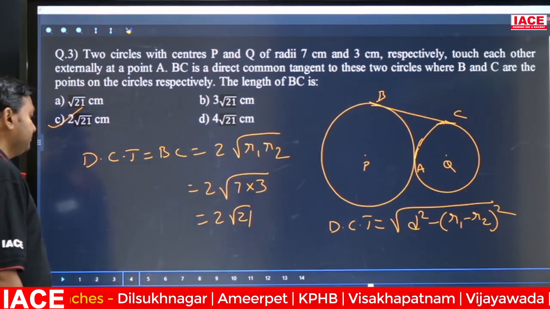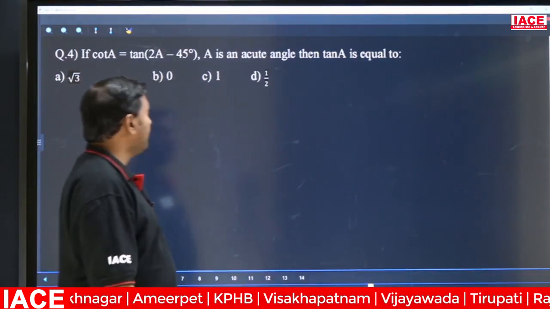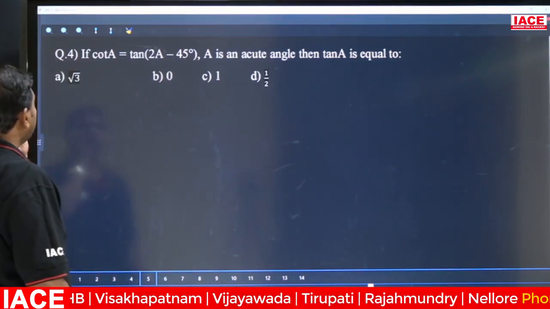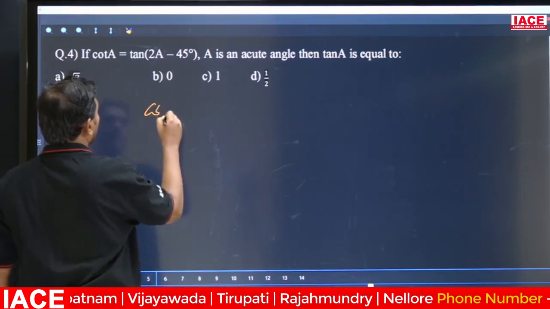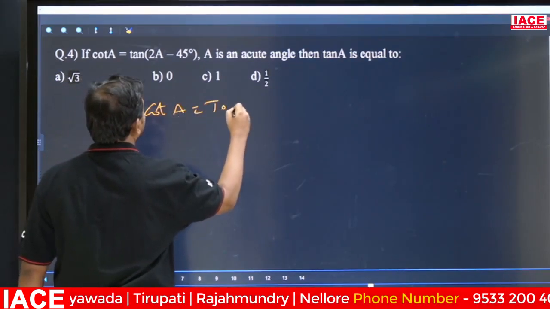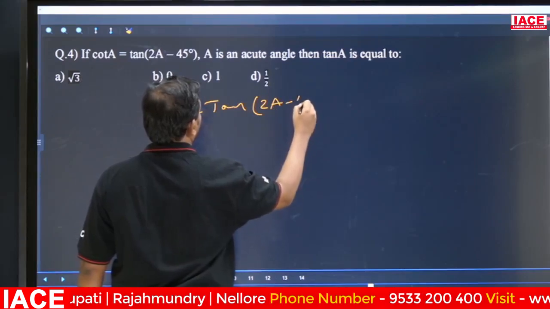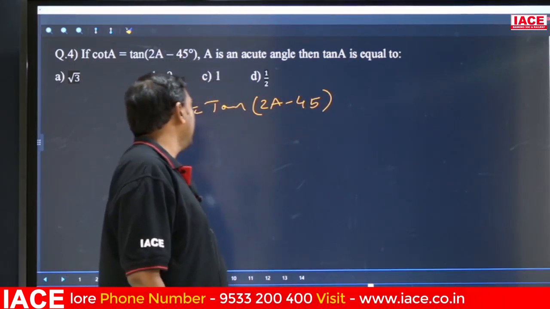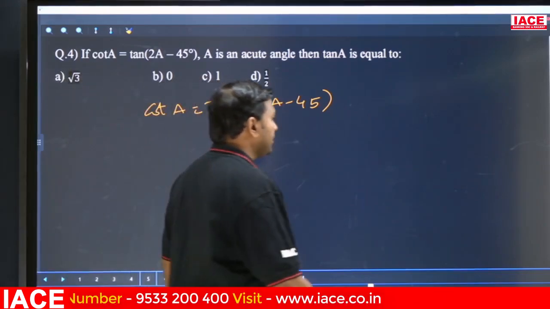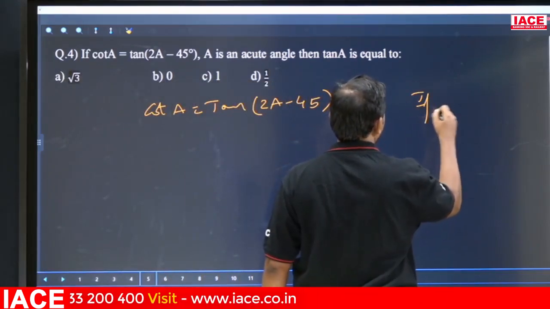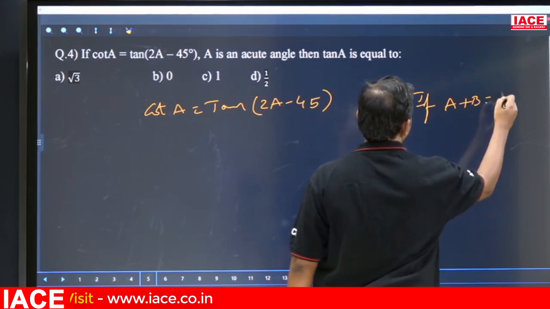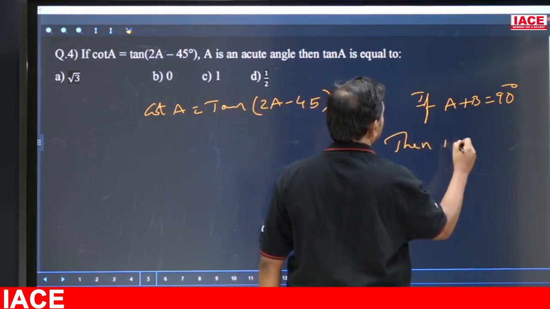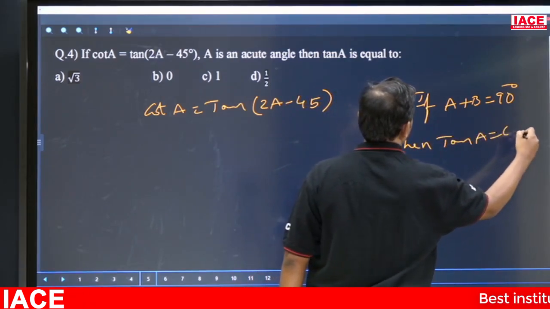Then question number 4. This is a trigonometry question. Just see what it is. Cot A equals tan (2A - 45). If A is an acute angle, then find tan A. Very simple. What is the condition we discussed? If A plus B equals 90 degrees, then tan A equals cot B.